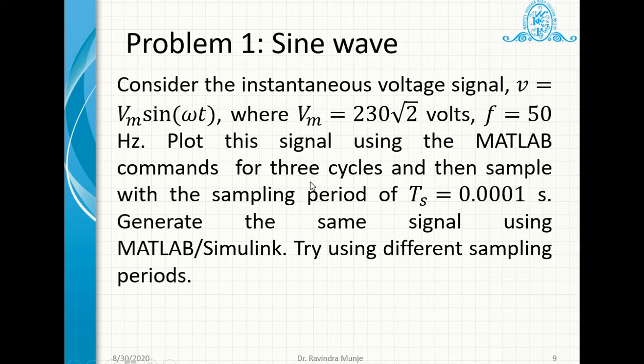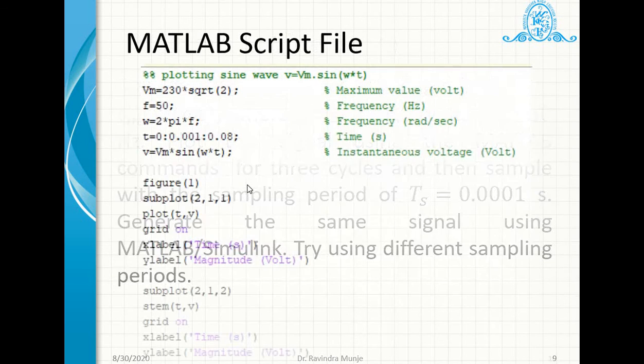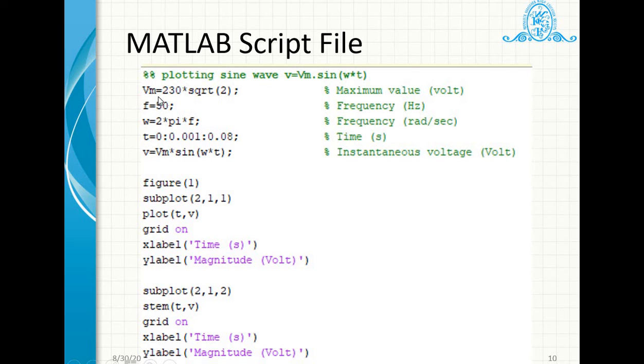So we have understood the problem. Now you can plot this on the graph paper with these values. And if I want to simulate this, then what will we have to write? We will have to write what is Vm. Vm is 230 into square root of 2. This is the code which is actually to be written on the live MATLAB editor. F is 50 hertz. Omega is 2 pi f.